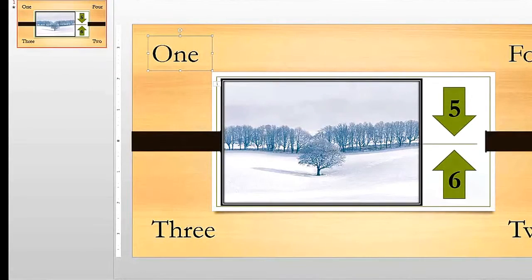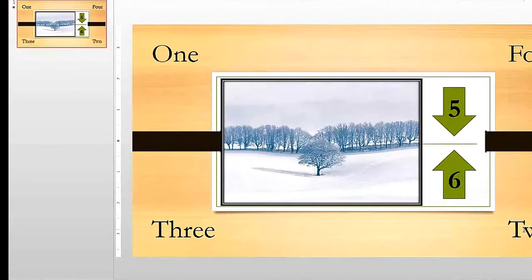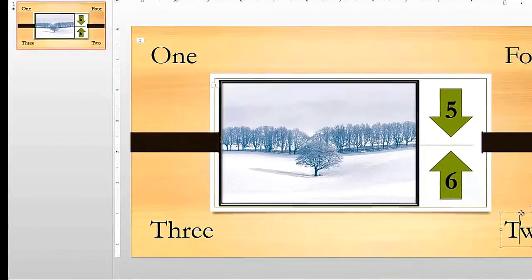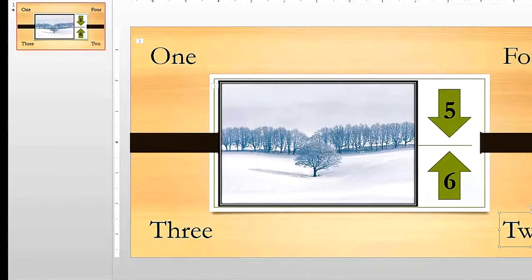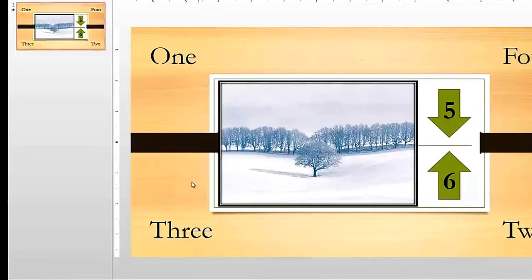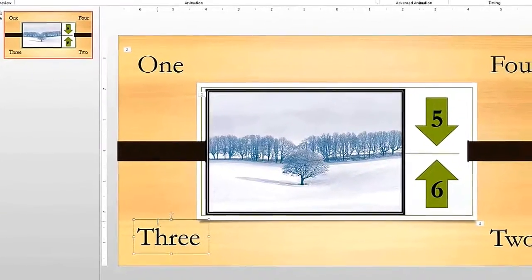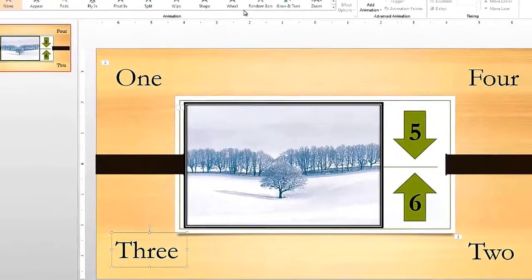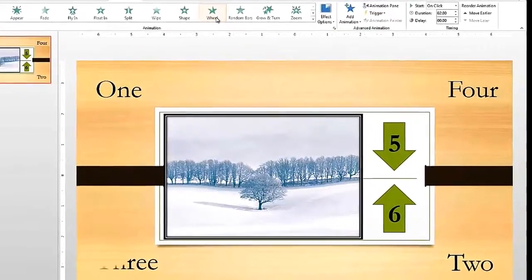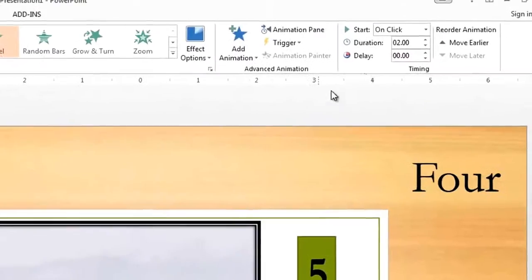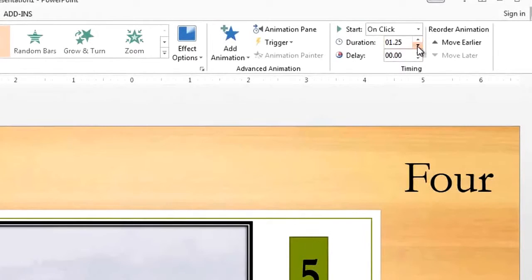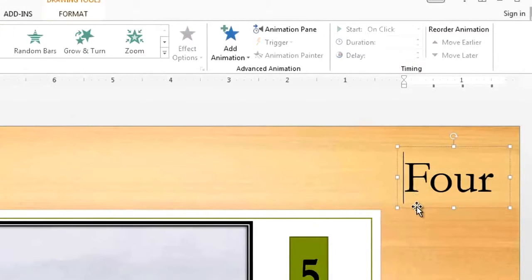We'll have that be a split, and then we'll highlight number 2, and let's have 2 be a wipe, and then let's click number 3 and have 3 be a wheel. Yeah. Oh, that's kind of slow. Oh, look, we can change the time on it. Let's drop the time down to 1 second. And let's click number 4.